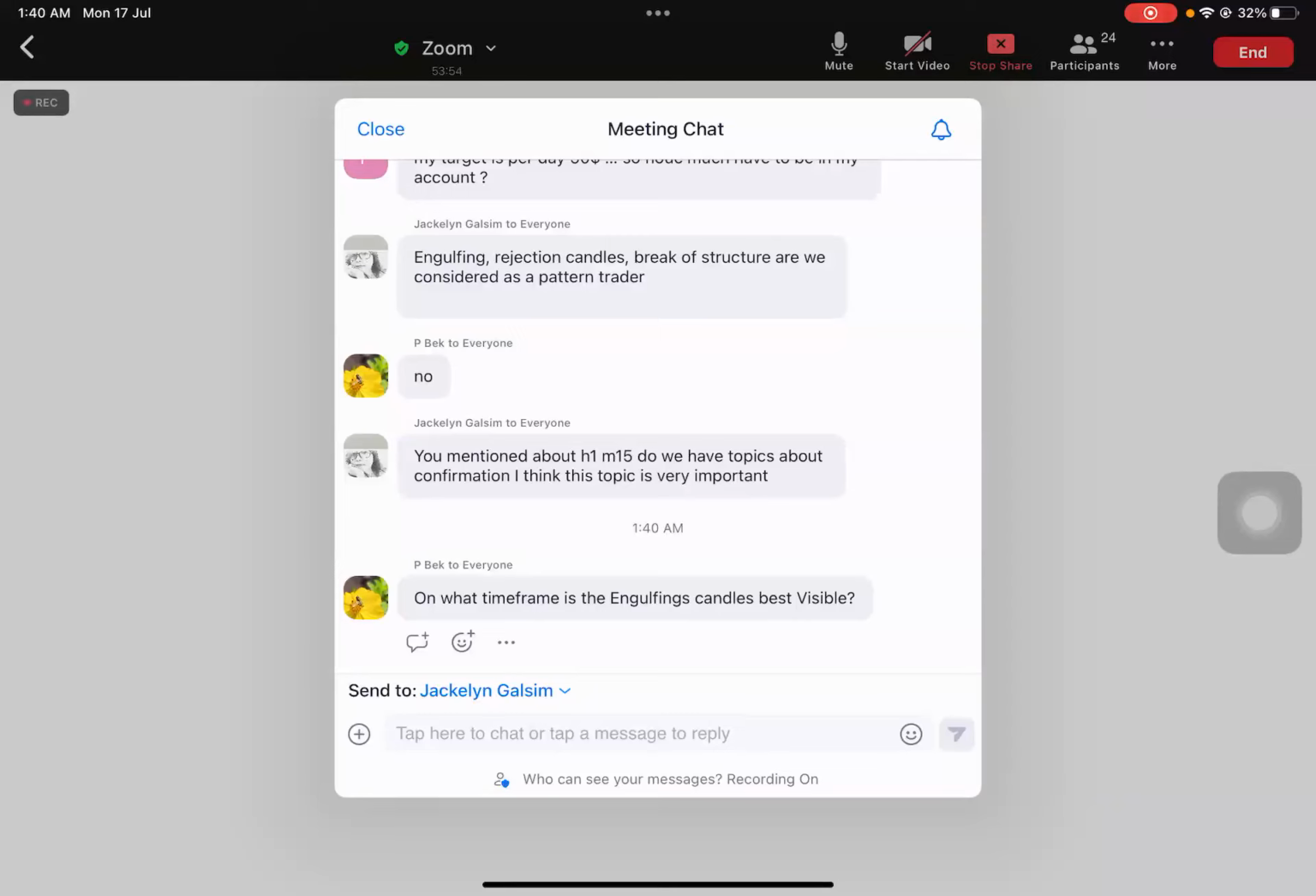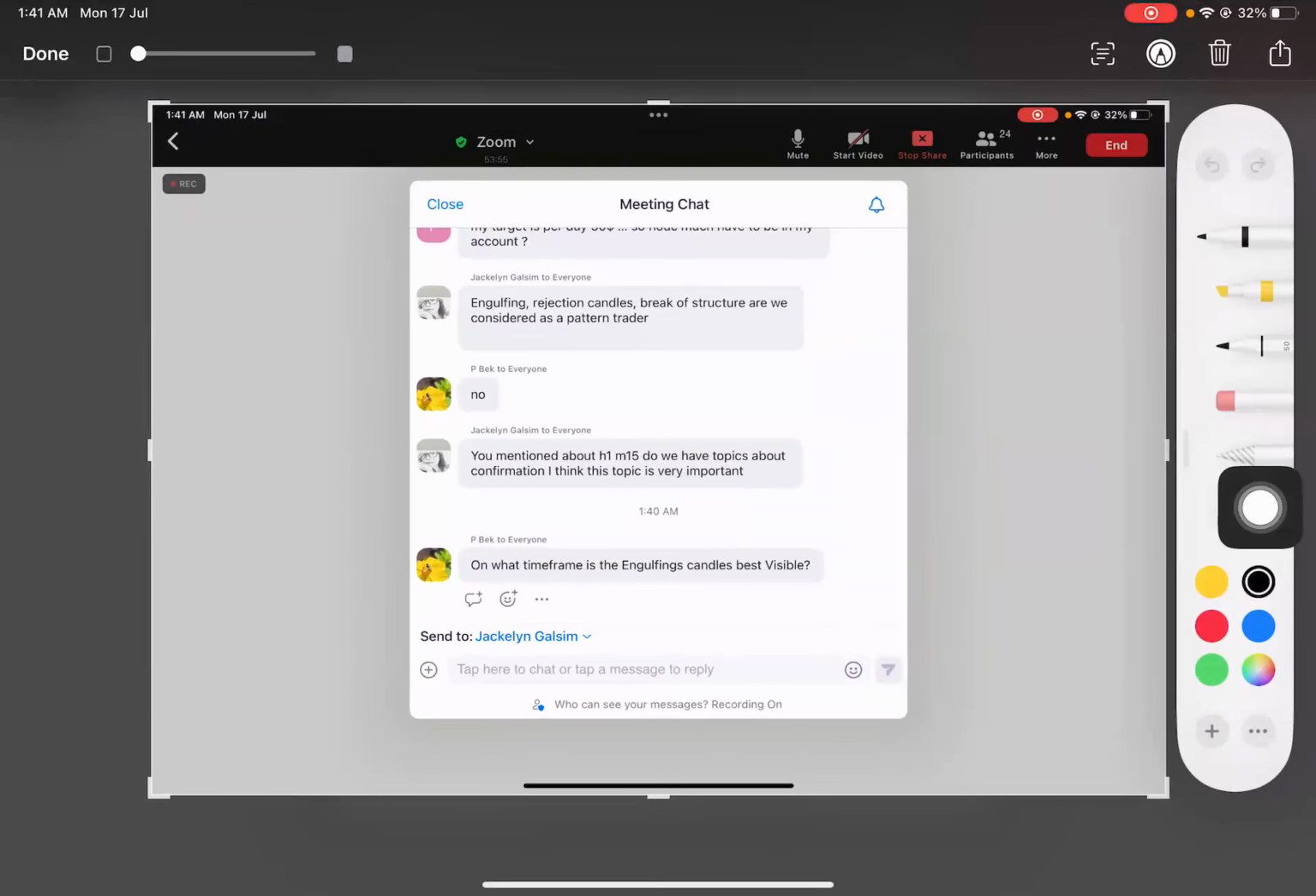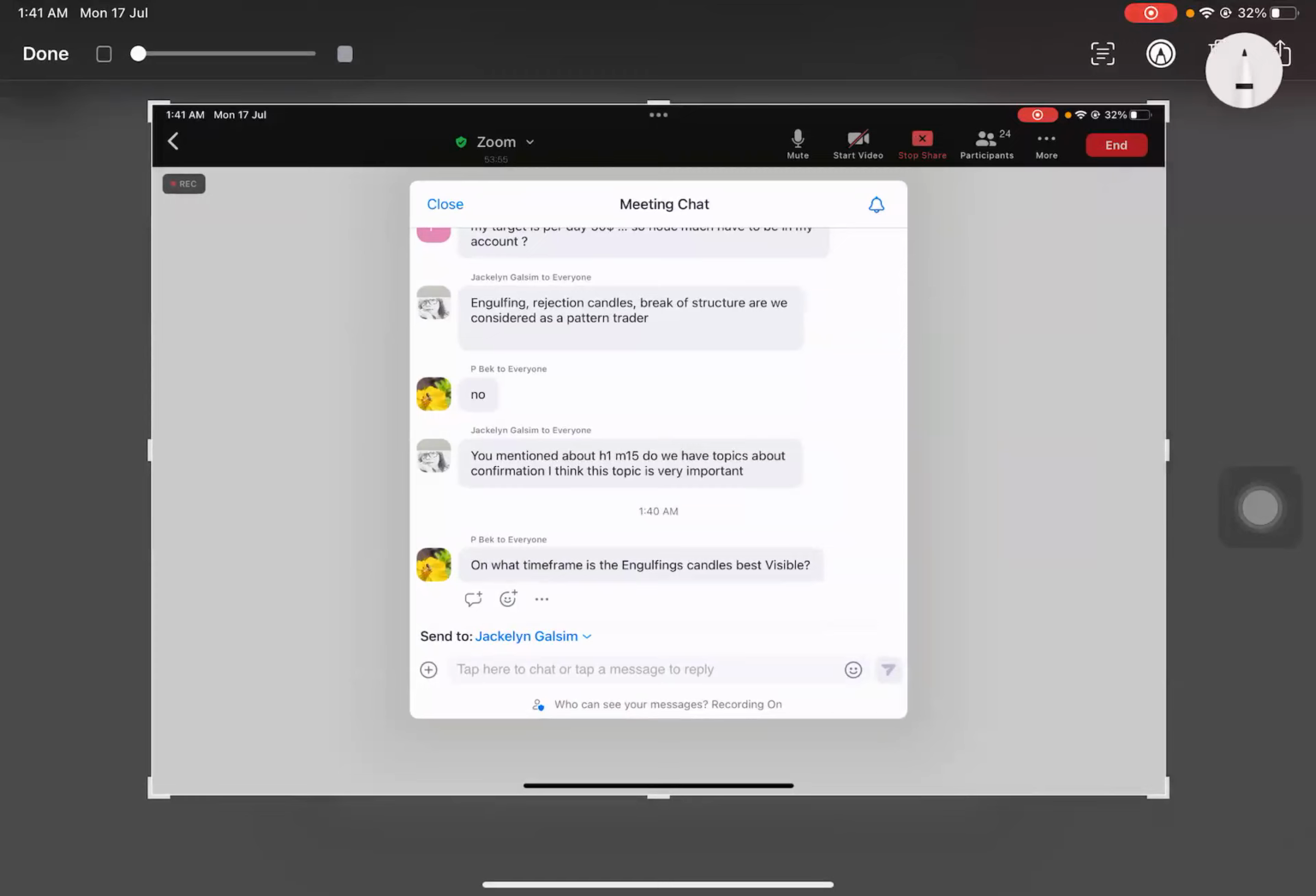Okay, just give you a brief intro first. Probably not tonight, maybe tomorrow we go in class again. So for the time frame, I would say that depends on your setups. Daily, for me, is to mark the SNR level and more to the directions. Weekly and daily for direction, and H4, H1 is more to the setups.